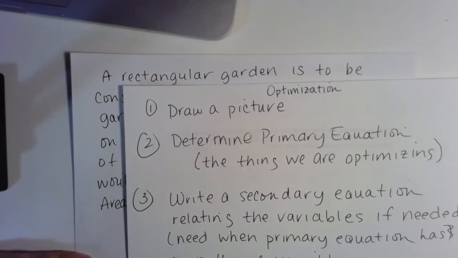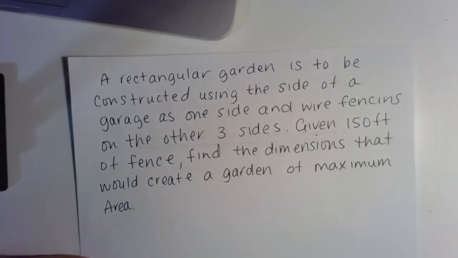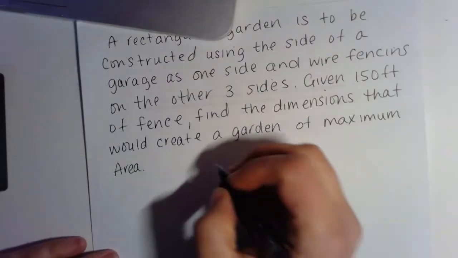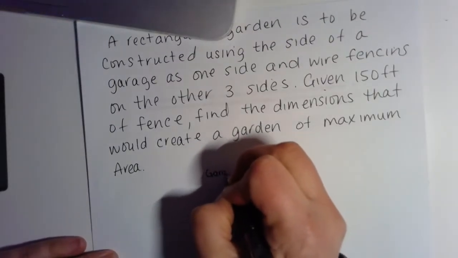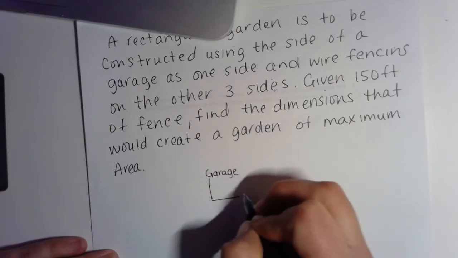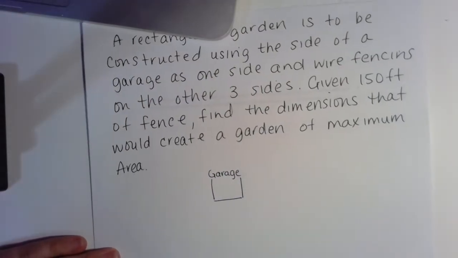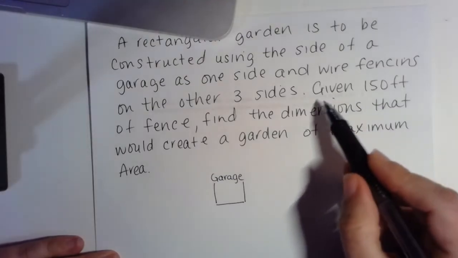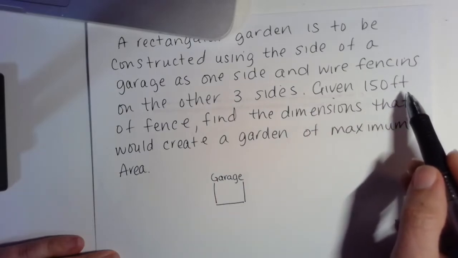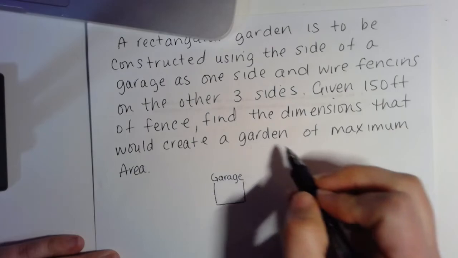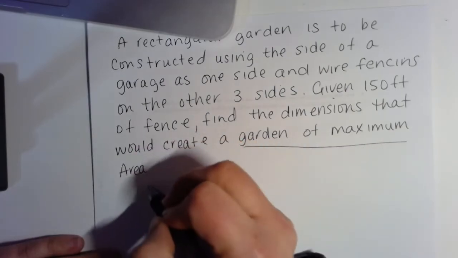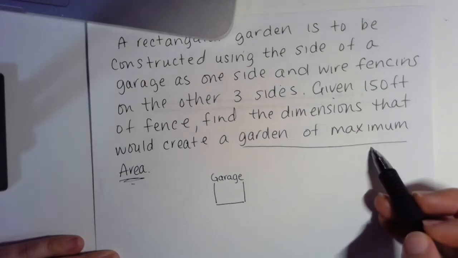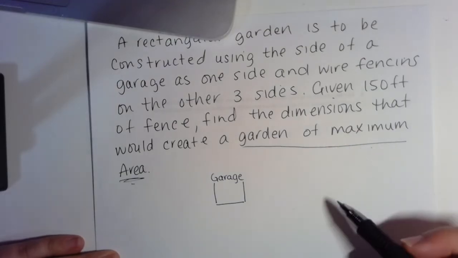So the first one is that we always draw a picture whenever we can. I'm not an artist by any stretch of the imagination, so I'm just going to write that we have the garage here, and then my picture looks like this. We're butting the fence up against the garage so we don't have to put fence on that side. Now we know that we're given 150 feet of fence, and we want to create a garden of maximum area. So the thing we want to maximize is the area.